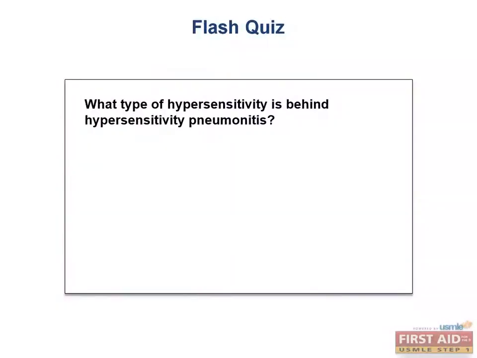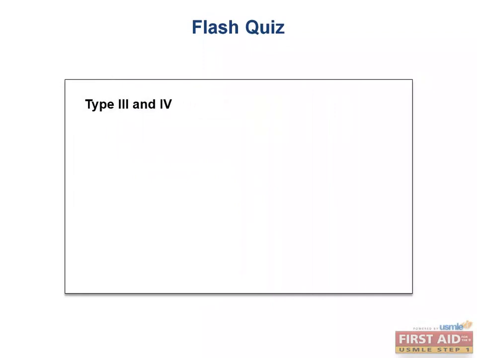Let's do a flash quiz. What type of hypersensitivity is behind hypersensitivity pneumonitis? Type 3 and Type 4 hypersensitivity.